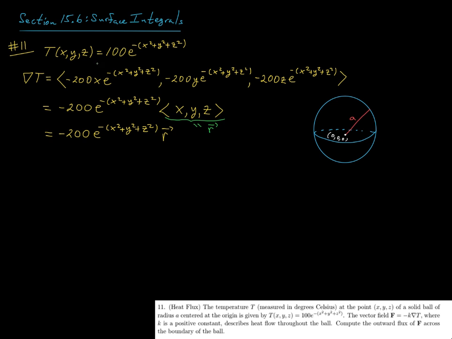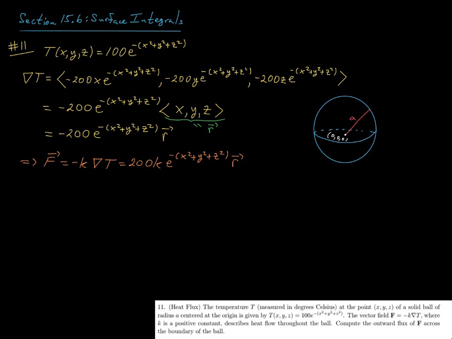Our job is to compute the outward flux of this heat flow vector field F across the boundary of the ball. Okay, so I've gone ahead and computed the gradient of our temperature function here. It's a pretty straightforward calculation. What you notice is that there's a common factor of -200 times this exponential term. When you pull that out, you're left with just x, y, z as the components of this vector, and that's just the position vector of the point (x, y, z). So in other words, I can write the gradient of the temperature function as -200 times this exponential term times the position vector r.